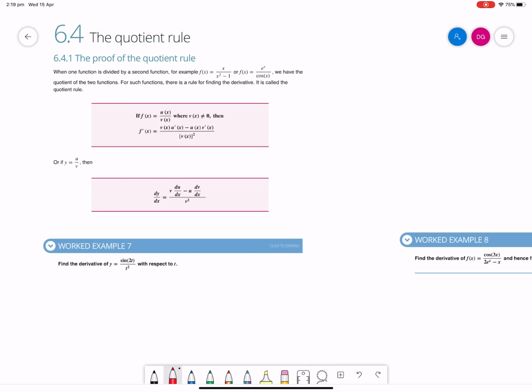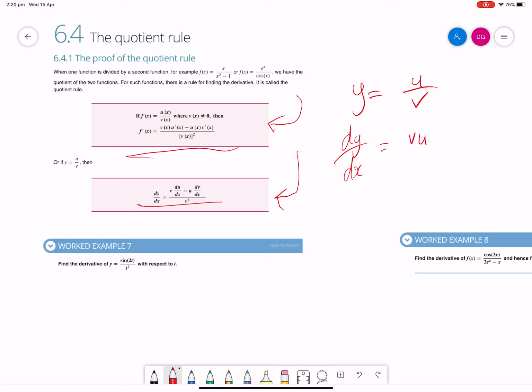Now, again, like in the last two lessons, in your textbook there are two separate ways that they have expressed the quotient rule. I'm going to express it in what I think is a slightly easier format. If we have y equals u over v, where u and v are both different functions, so one function divided by another, then dy dx is equal to v times u dash minus u times v dash, divided by v squared, okay? So let's have a look at that in an example.